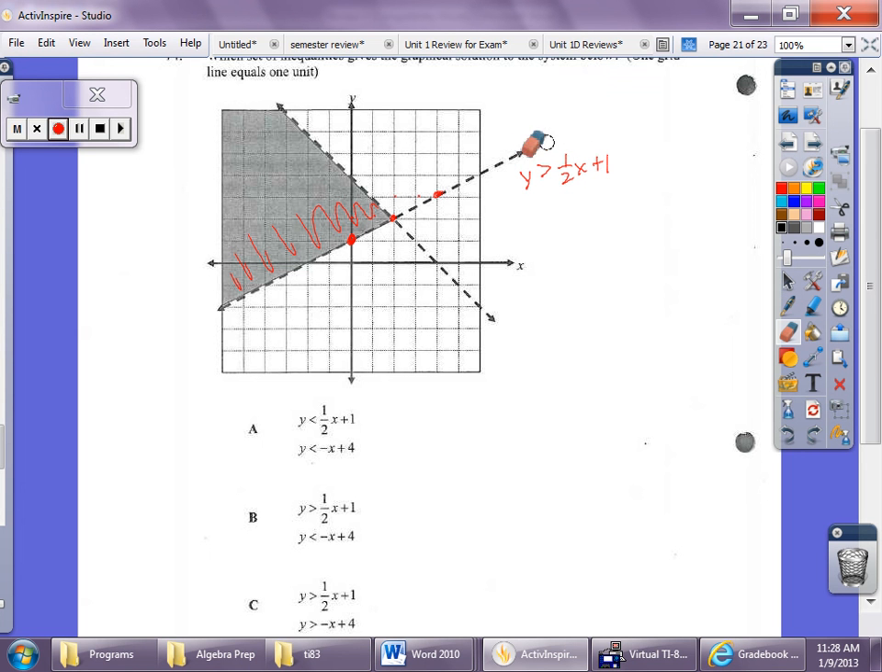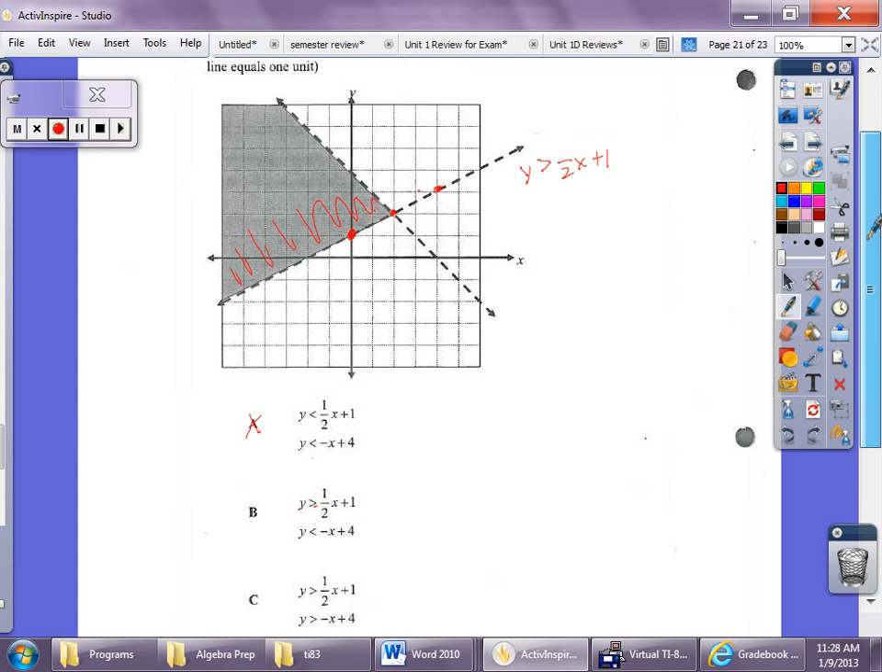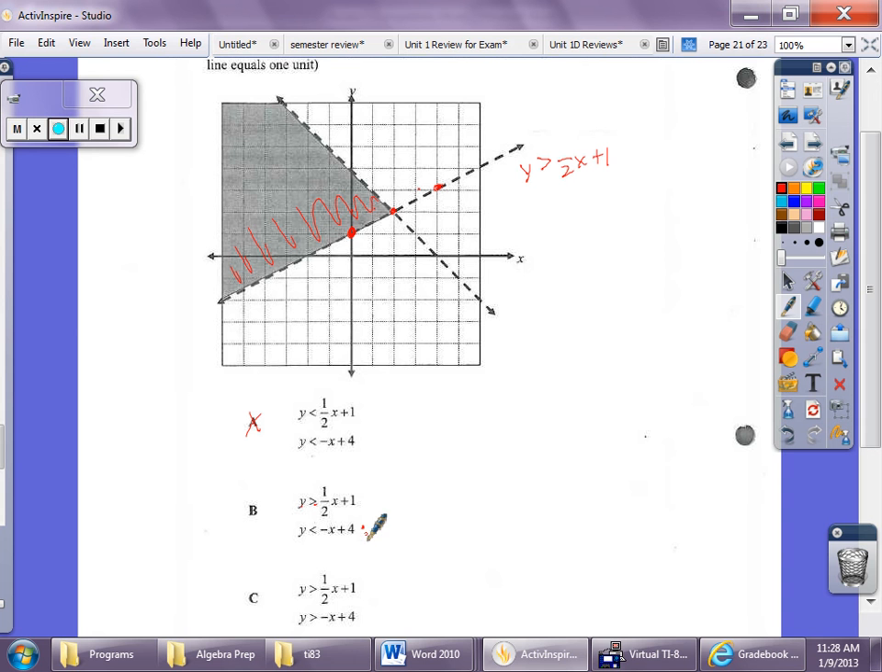So we don't need that one. So y is greater than 1/2 x plus 1. So when we look at these, we have 1/2 x plus 1, so this is y is less than, y is greater than, y is greater than, and y is less than. So now we know that the second equation, if we look at these, is going to be negative x plus 4. And when we look at this graph, we are below this graph, so we know it's going to be y is less than negative x plus 4. So if it's less than, that means our answer will be B.